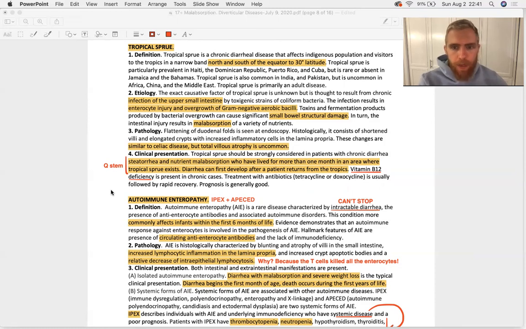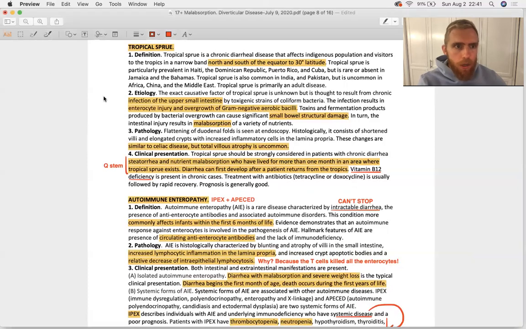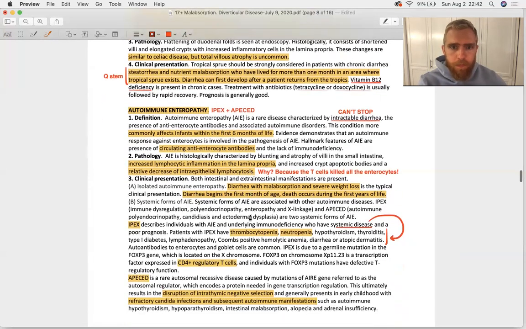And what's a big complication? Vitamin B12 deficiency in chronic cases. We know that that's going to present with macrocytic megaloblastic anemia along with some dorsolateral column degeneration. Treatment with tetracycline and doxycycline is a good call. That's gut active. Goes after gram negatives and gram positives. Broad spectrum. Prognosis is good.